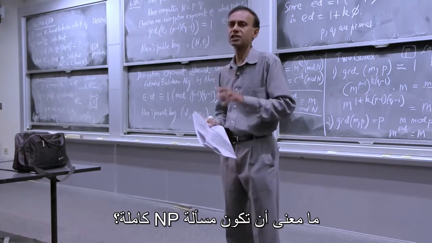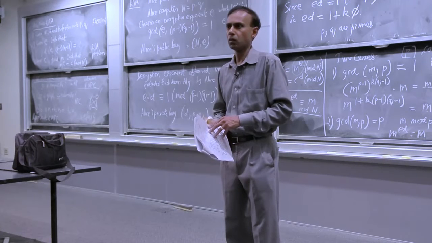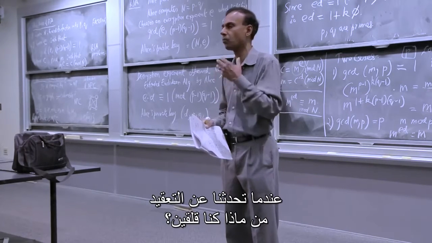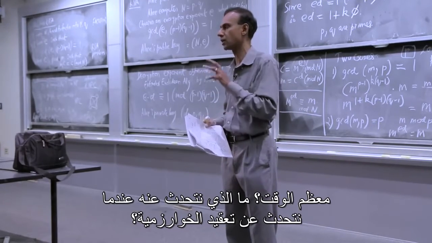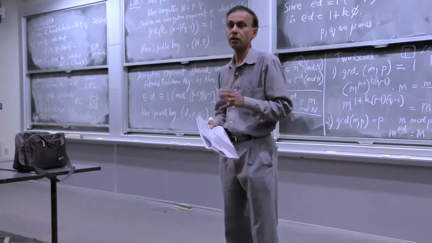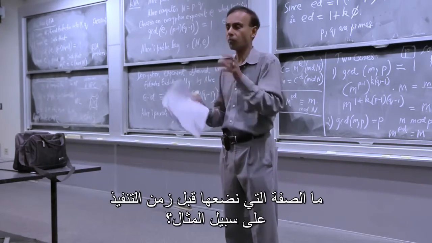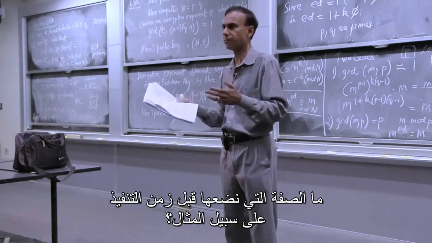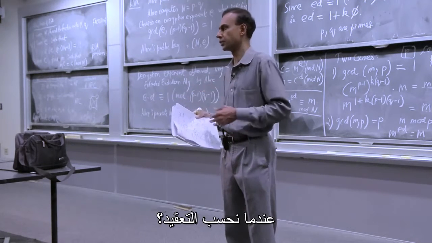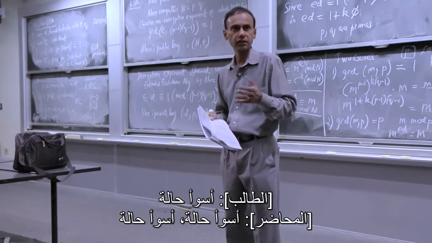What does NP completeness say? When we talk about complexity, what are we worried about? Most of the time, what are we talking about when we talk about complexity of an algorithm, or in this case, in the case of a problem? What adjective do we put in front of runtime, for example, when we compute complexity? Worst case, right?